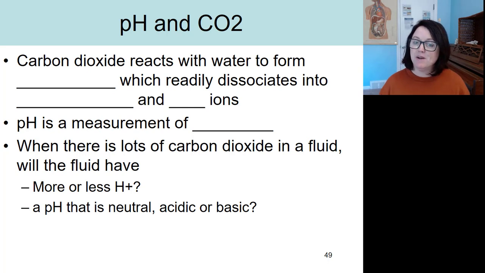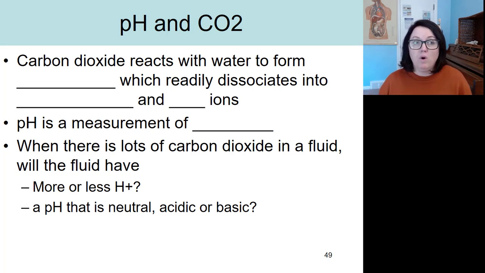Let's see if you got them right. Whenever we have higher levels of carbon dioxide in a fluid, we will have more hydrogen ions. And that's because the carbon dioxide is reacting with water to form the carbonic acid, which dissociates into the hydrogen ions and bicarbonate. Because of the addition of the hydrogen ions, our pH is going to drop, and a drop in pH means things become more acidic.